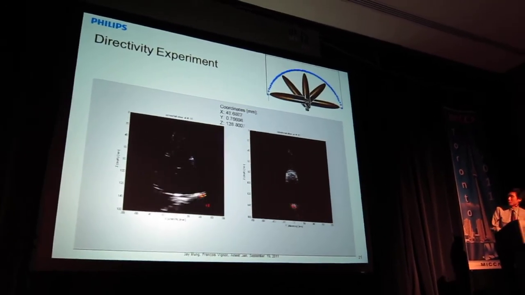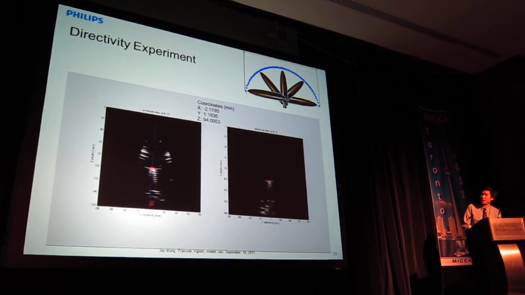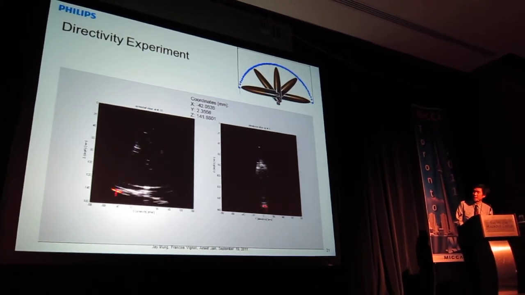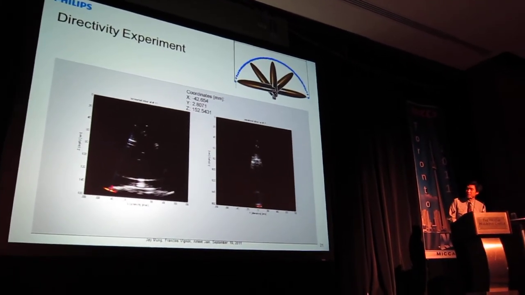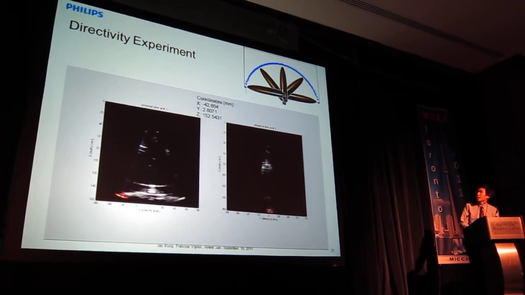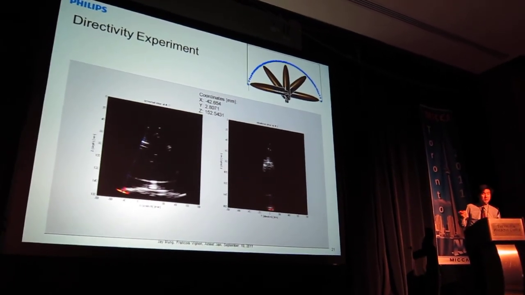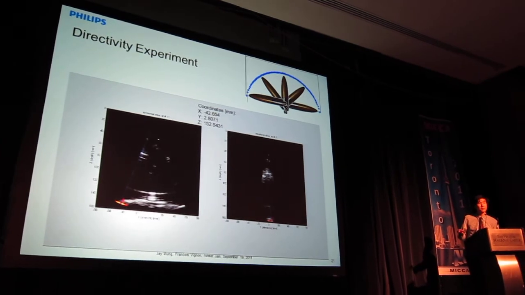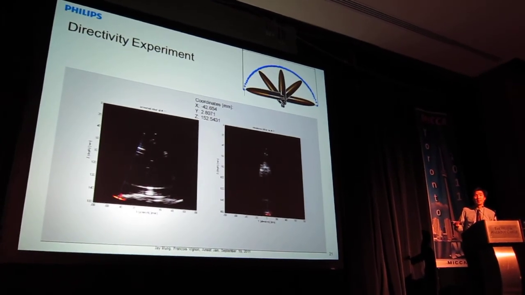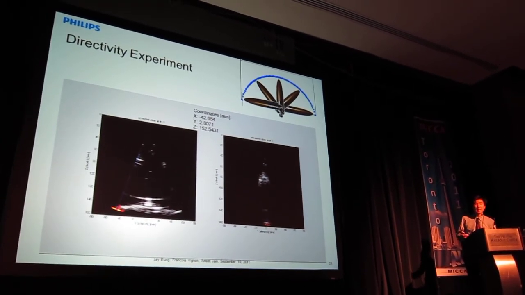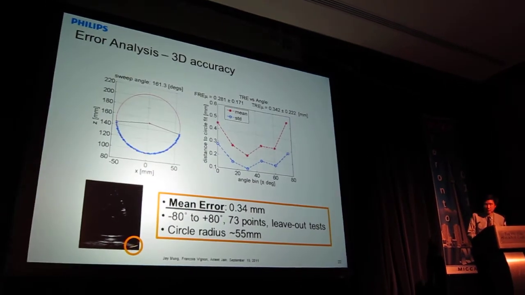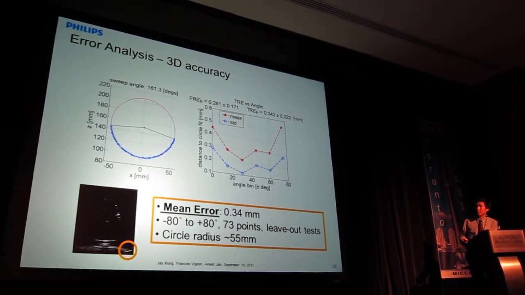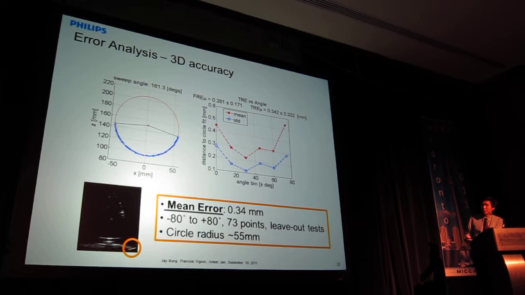Really quickly, for this next experiment, I took the tool and rotated it about 180 degrees in 2-degree increments. The purpose of this experiment was to test for the effect of the angle of incidence on accuracy. And as you can see here, mean error again was about 0.34 millimeters.